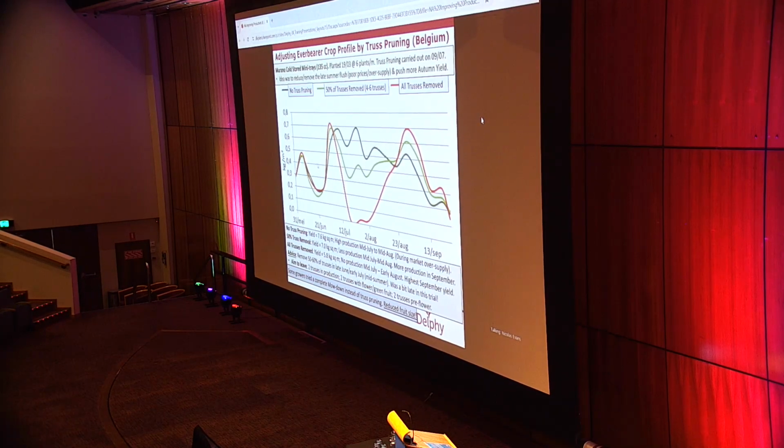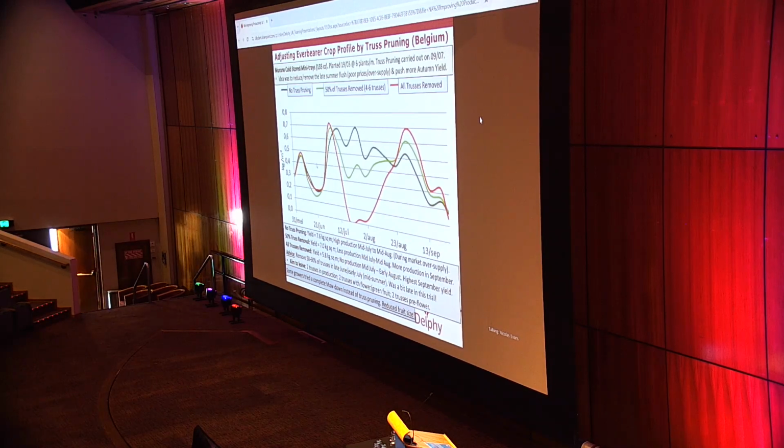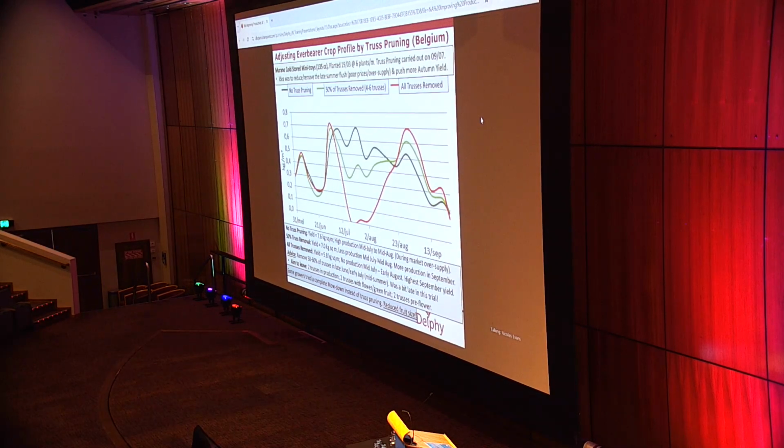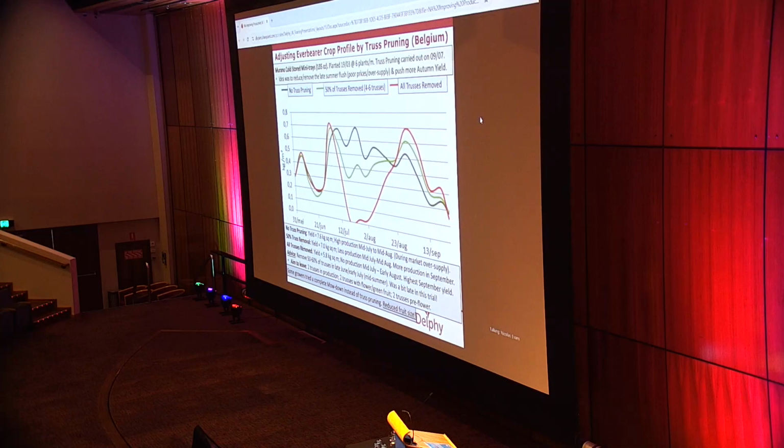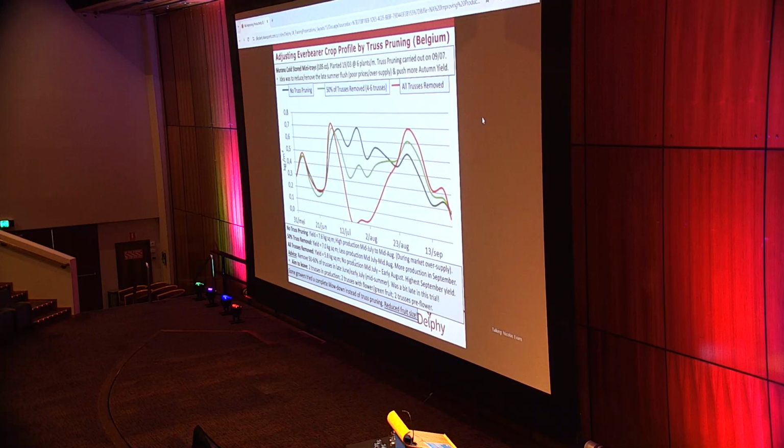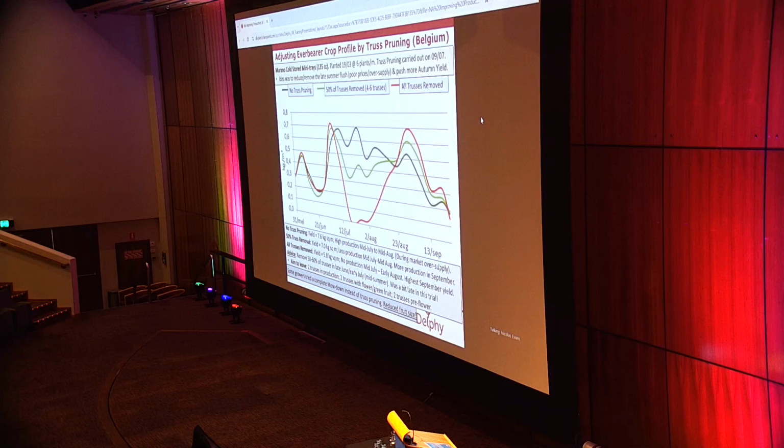And the idea was to reduce or remove the late summer flush because of poor prices, oversupply, and push more yield into the autumn. So 3 different treatments. No truss pruning gave a yield of 7.6 kilograms per square meter, but a high mid-July production when there was market oversupply. 50% truss removal gave a slight reduction in yield, but less production in mid-July and August, and more production in September when prices are higher.